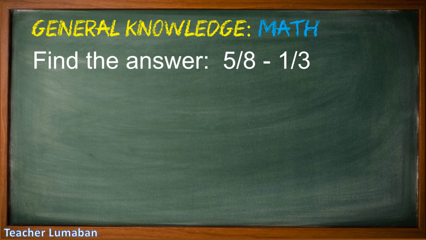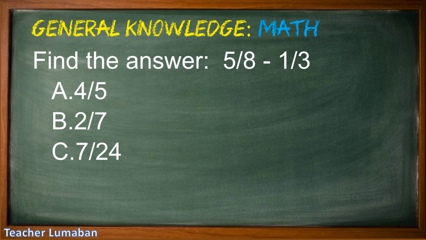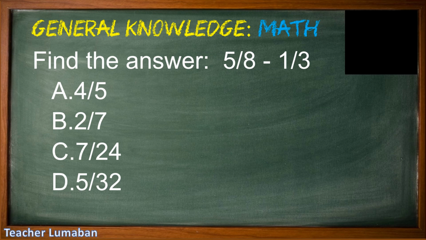Find the answer, 5 over 8 minus 1 over 3. Letter A 4 over 5. Letter B 2 over 7. Letter C 7 over 24. Letter D 5 over 32. Please choose the suitable answer to the following choices in 5 seconds.